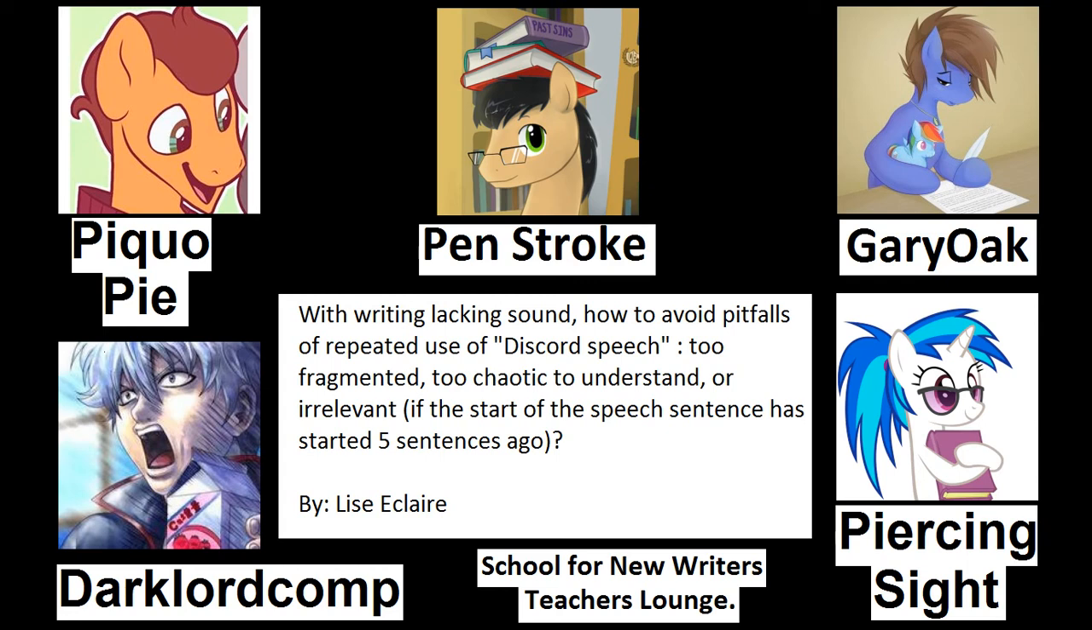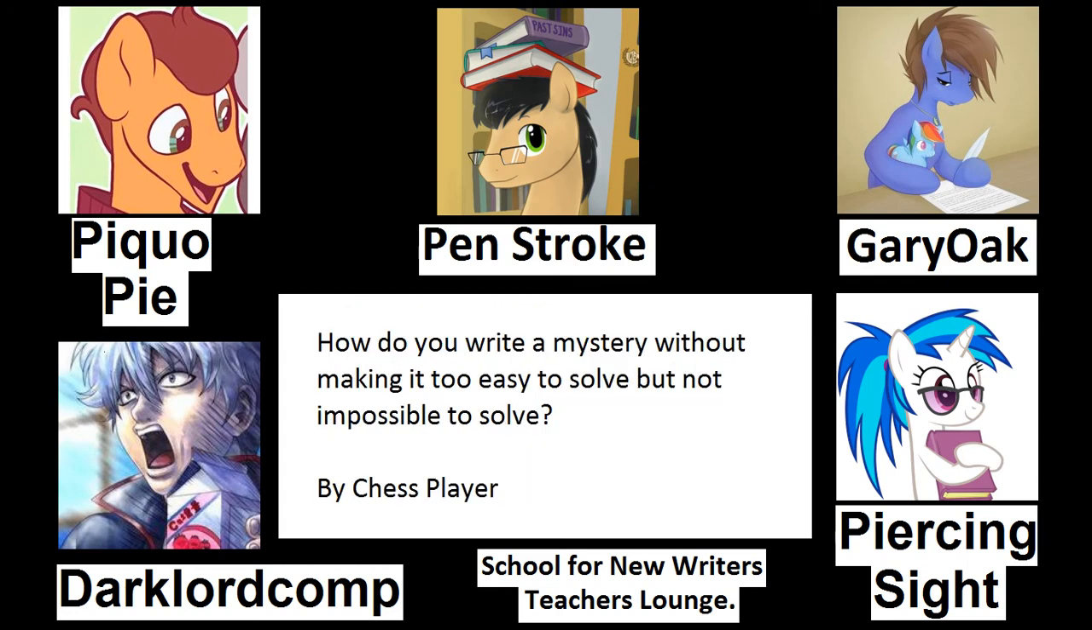All right. So we're down to one question. It's one we've kind of addressed already, but we can try to talk about it one more time in this very specific context. How do you write a mystery without making it too easy to solve, but not impossible to solve? This kind of goes back to foreshadowing and all the stuff we talked about earlier about having red herrings, and the way the characters interpret things.